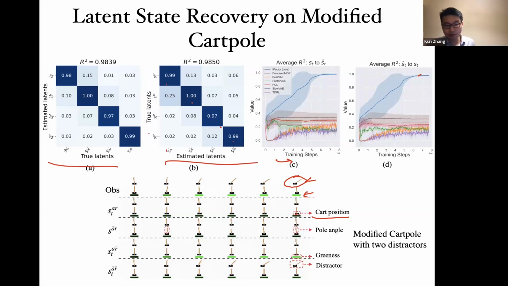Of course, it's controllable and also it's relevant to the reward. And this one is the angle of the pole. You cannot directly control it in this case, but clearly when you make a decision and when you try to achieve balance, you have to pay attention to the angle of the pole. And this one is the color of the light at the very bottom. You can control it, but it's not relevant. You can forget about it. The last one is completely irrelevant, it is the distractor.